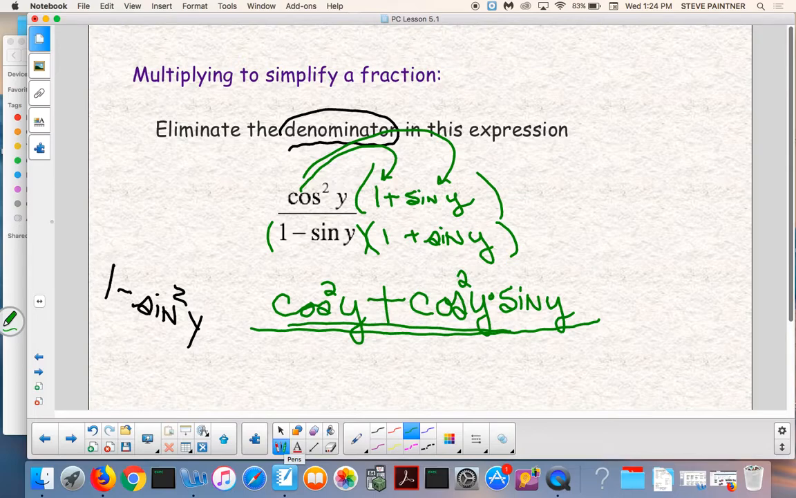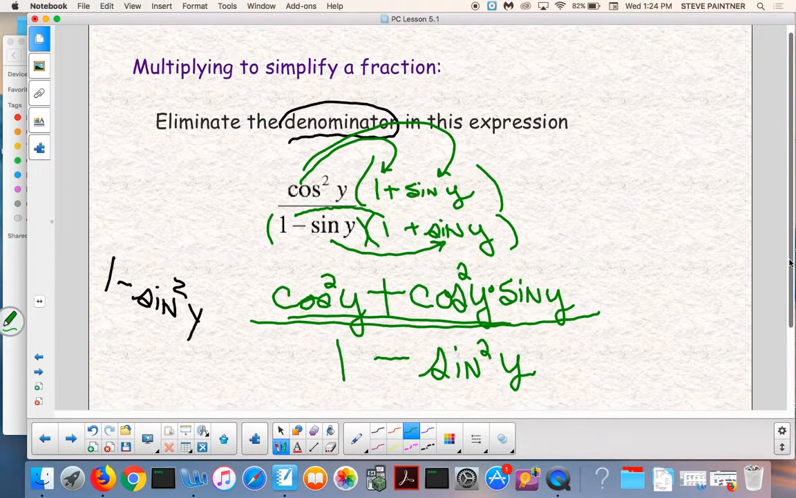Okay. Now, on the bottom, you should remember conjugates are easy because you only have to do first. One. What about inner, outer? They cancel. I'm not going to waste my time. Last times last is negative. Sine what? Sine squared? Got it.